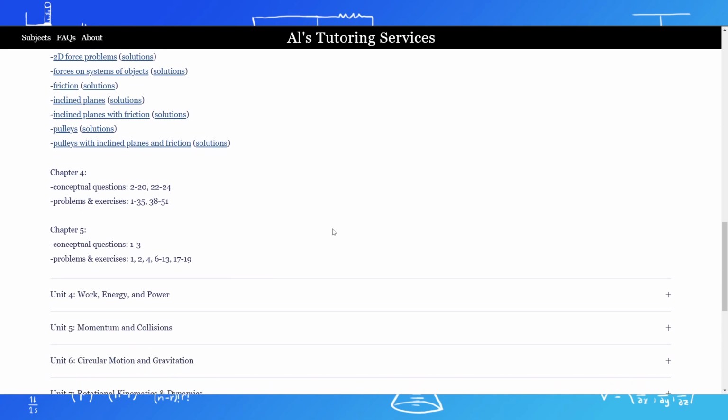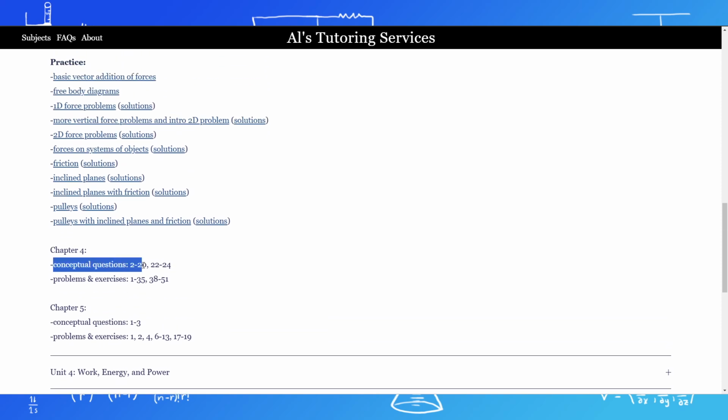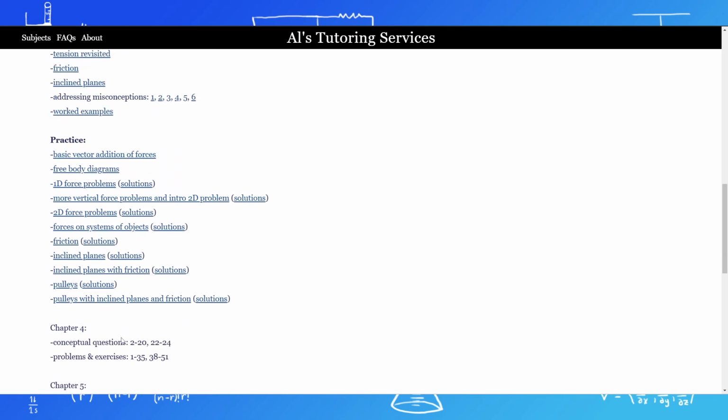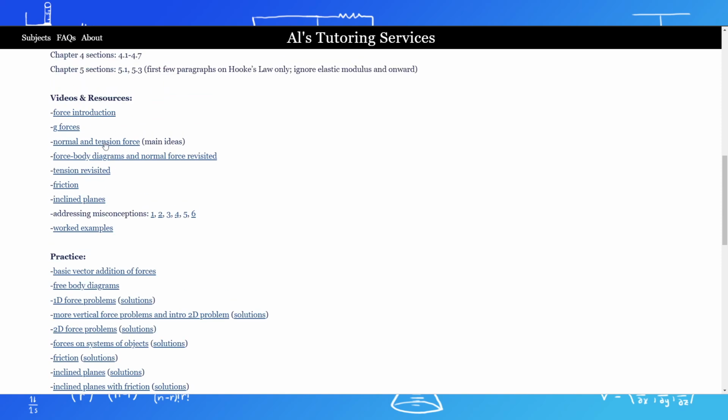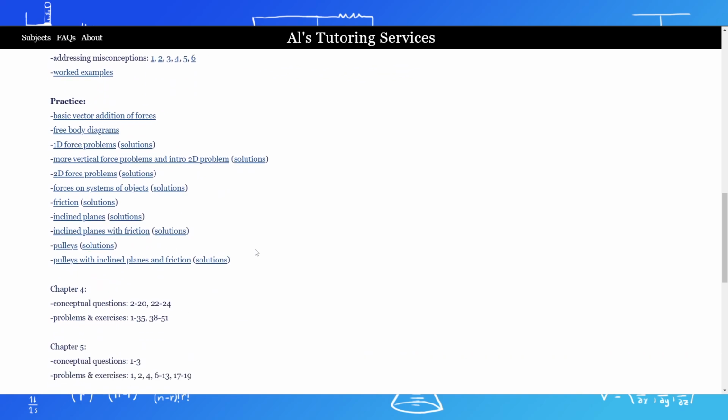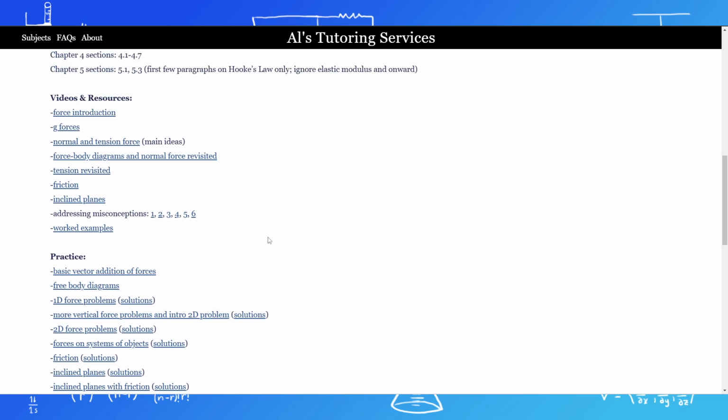And yeah, I think that is it. So reading mostly in chapter 4, and maybe try out some of the conceptual questions and the problems and exercises, I guess. If you feel comfortable after watching some of the videos, especially if you look at the worked examples, you can try some of the problems and exercises and see how far you can get with them. But we can save that until after I've actually discussed a little bit of force. So yeah, I think that will be it. I don't think there's anything else to mention.